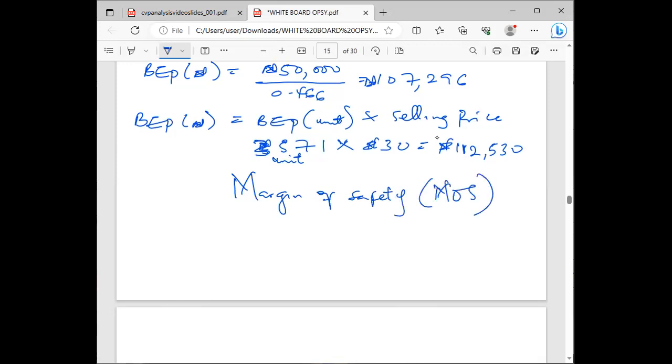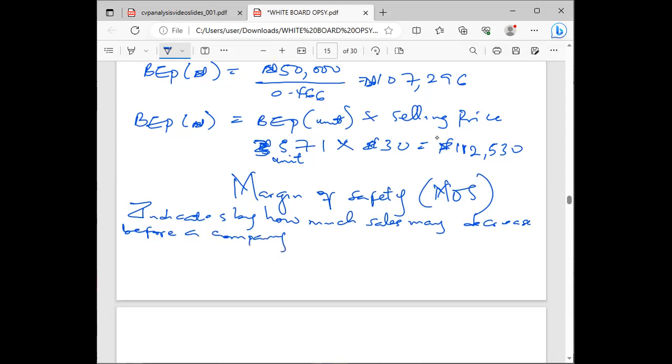Margin of safety. When we talk about margin of safety, it indicates by how much sales may decrease before a company will suffer a loss. By how much sales may decrease before a company will suffer a loss.